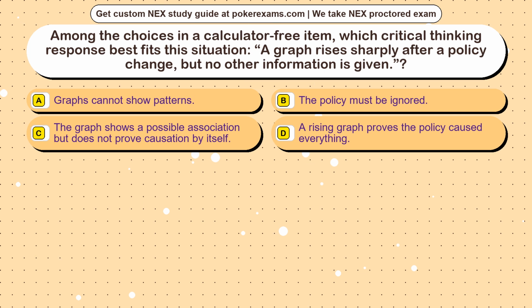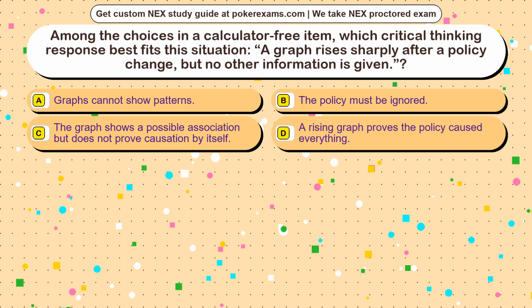Question 15. Among the choices in a calculator-free item, which critical thinking response best fits this situation? A graph rises sharply after a policy change, but no other information is given. Option A. Graphs cannot show patterns. Option B. The policy must be ignored. Option C. The graph shows a possible association but does not prove causation by itself. Option D. A rising graph proves the policy caused everything.